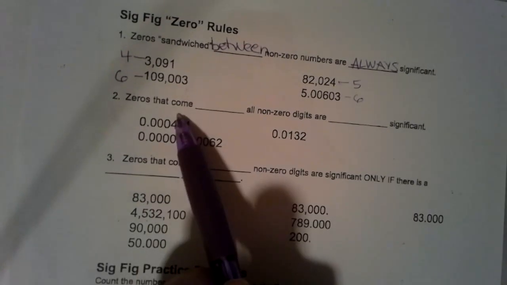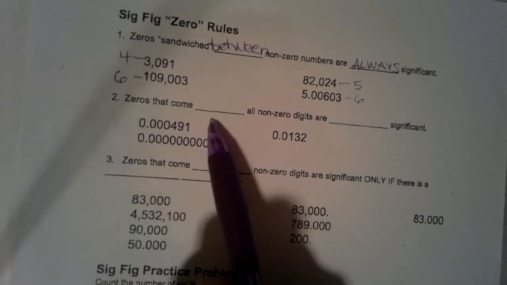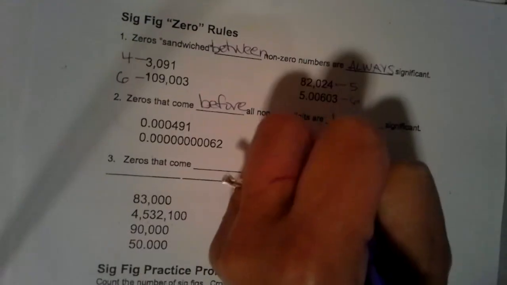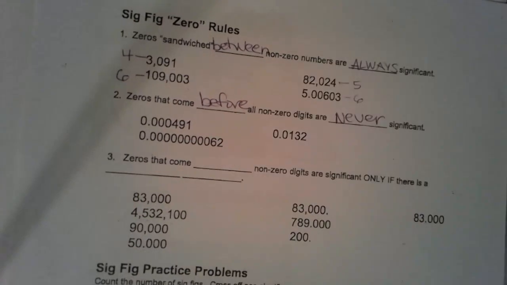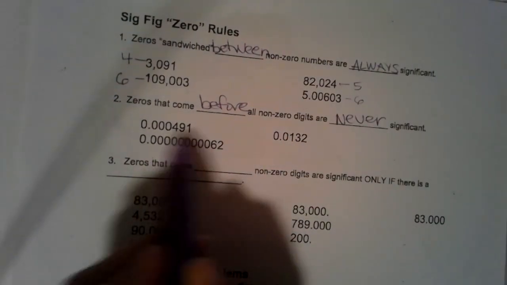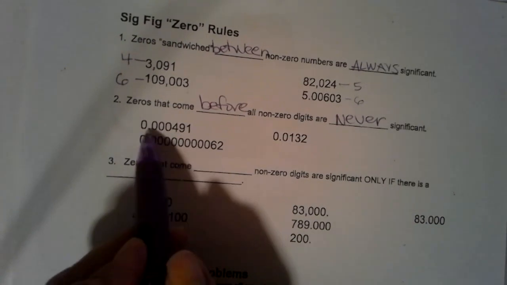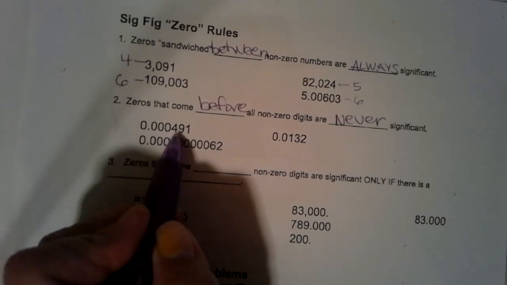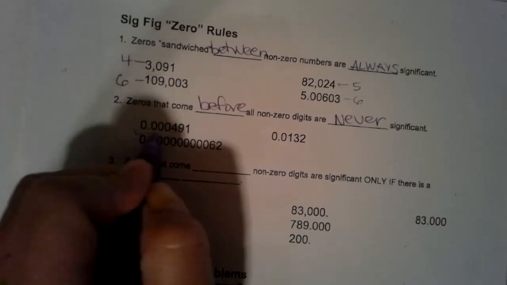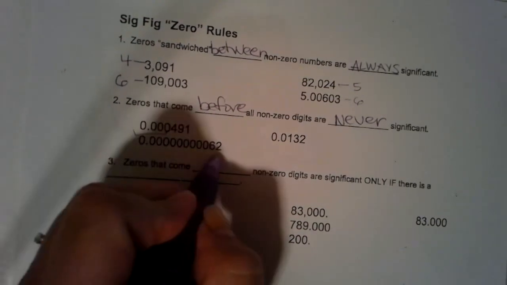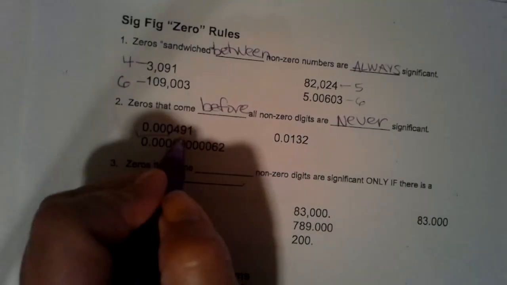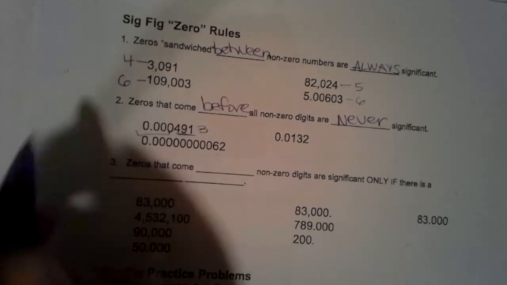Now, zeros that come before all non-zeros are never significant. So this is when you have smaller numbers, less than 1, and you've got a decimal, and when you have all these zeros, you're not measuring anything until you get to the 491. So all of these zeros here are not considered measured. And also, if you have a really tiny number, all these zeros are not considered measured either. So the only thing that's significant here is these 3 numbers for 493.